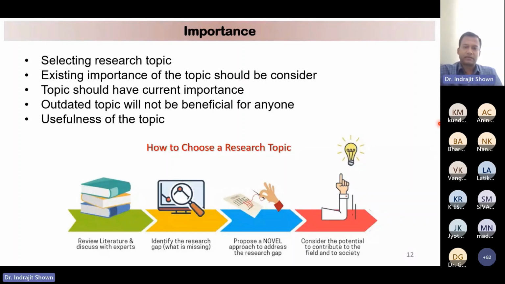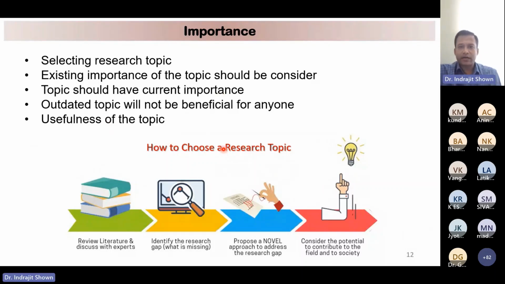And any journal or any scientific community that is publishing your research, they try to be involved in the current topic. They always focus on the current topic. Therefore, when you choose your research topic, it should be current, based on the current research area. And normally we should avoid the outdated topic because it will not give you maximum benefit, and it will not give benefit to others also. And that's why usefulness of that particular topic is important.